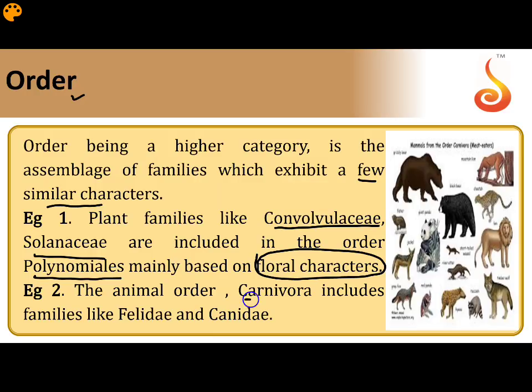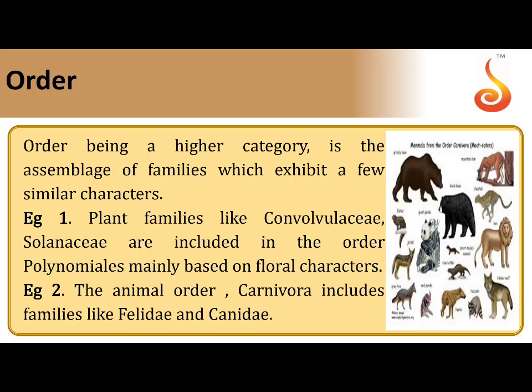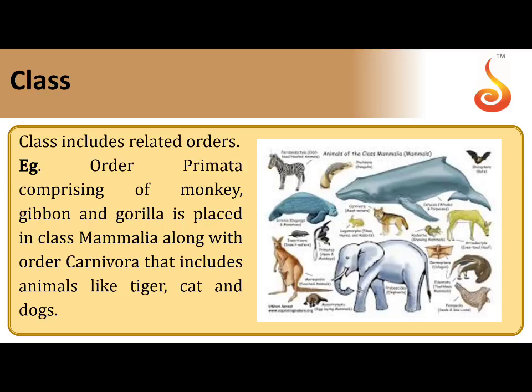In animals, Carnivora is an order which consists of Felidae and Canidae. Felidae, just now we saw examples such as tiger, leopard, cat. Canidae, examples such as wolf and dogs. These all together form one order. Then comes class.